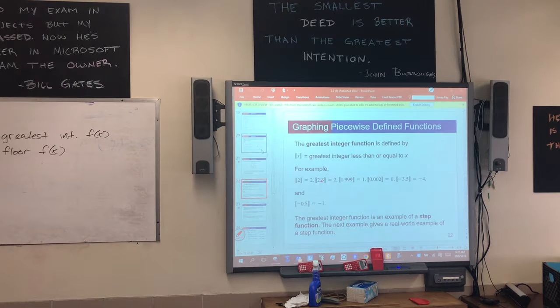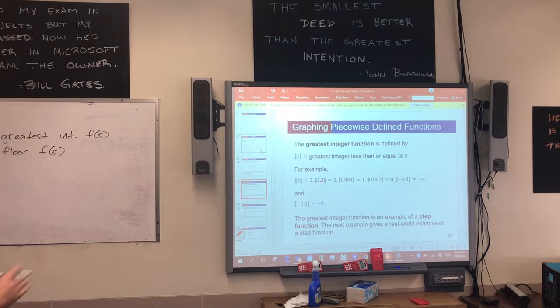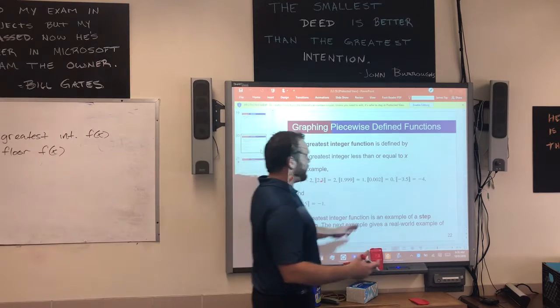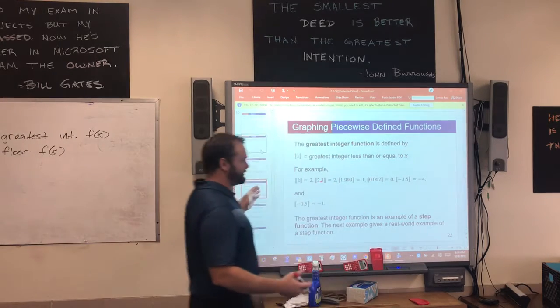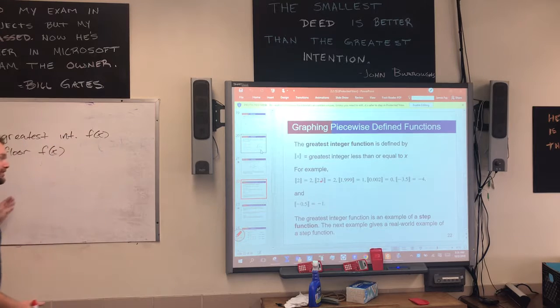Take 1.999999999, however many nines you want to put on there. The last integer you would have passed through on your way to 1.999999 on the x-axis would be 1, wouldn't it? The greatest integer function says always round down. So it rounds it down to 1. And 0.2 rounds down to the first integer to the left of it, which would be 0.